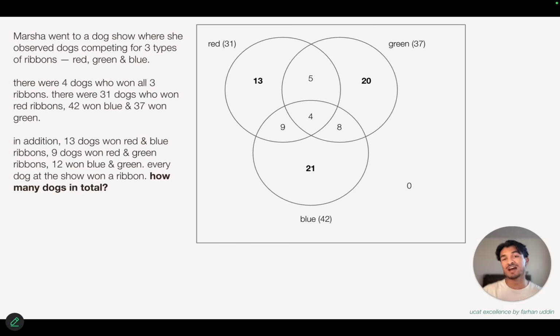So this is how the word only changes so much about the way you fill out your Venn diagram. So let's answer the question now. How many dogs are there in total? Now you can add it all up. 80 dogs. So there we go.